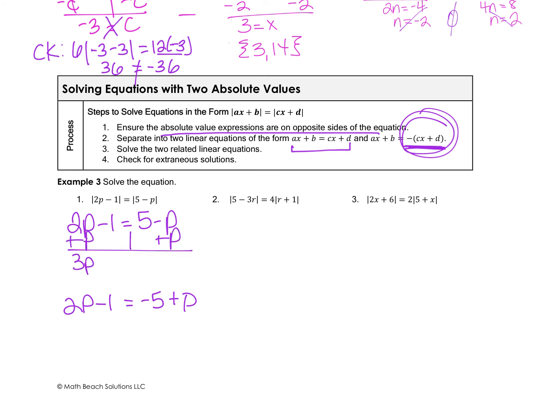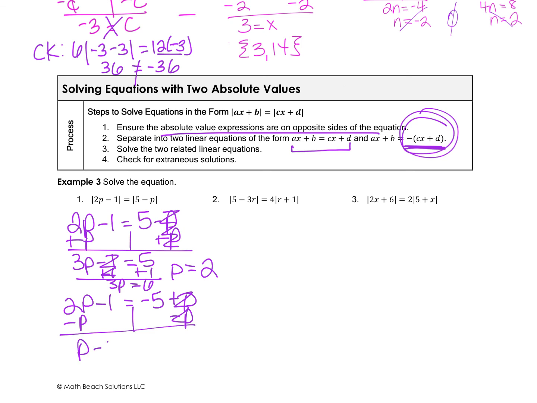That's 3p minus 1 equals 5. Add 1. 3p equals 6, so p will equal 2. The next one, again, it doesn't matter which side you move your p's to. I'm going to subtract p. That's p minus 1 equals negative 5. Add 1, and you get p equals negative 4.